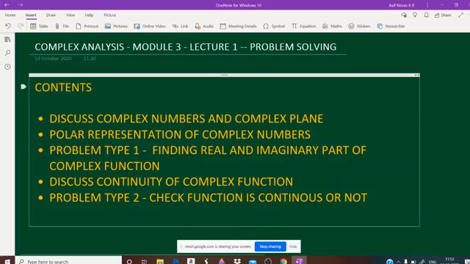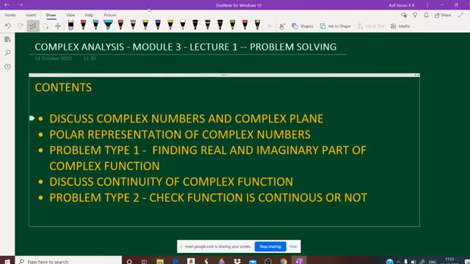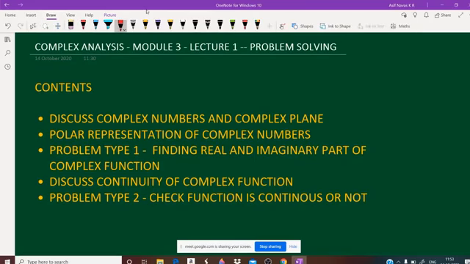In this module we will discuss first what are complex numbers and the complex plane, and the polar representation of the complex plane. Then we will solve problem type 1, finding the real and imaginary part of a complex function. Then we will discuss continuity of a complex function, and type 2 problem is to check whether a function is continuous or not.